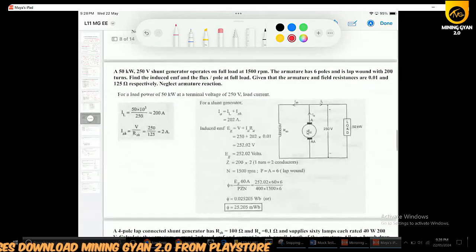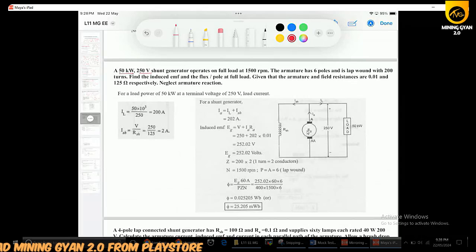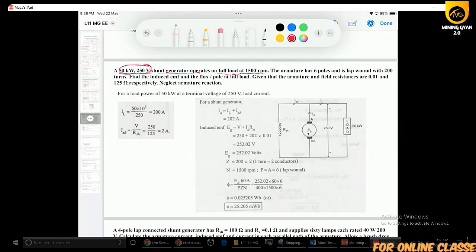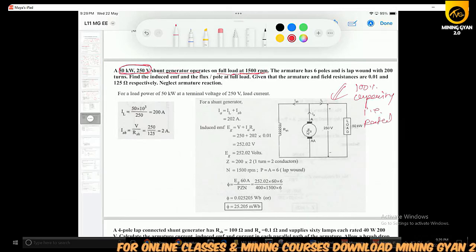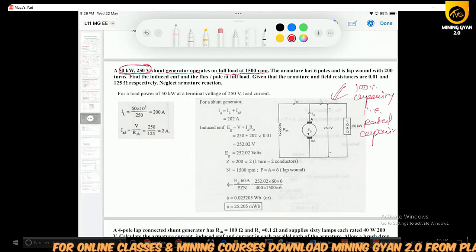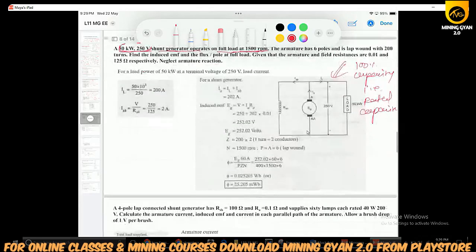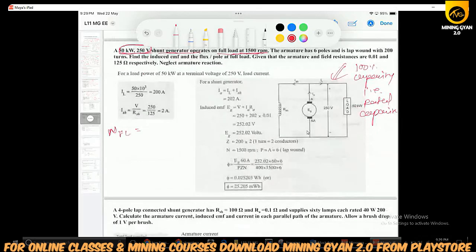Next, a 50 kilowatt, 250 volts DC shunt generator, these are related to the load side, on full load, means it is operating at the full load condition, means we are utilizing the machine with its 100% capacity. Full load means 100% capacity, and that is called the rated capacity of the machine. And its full load speed is 1500 RPM.